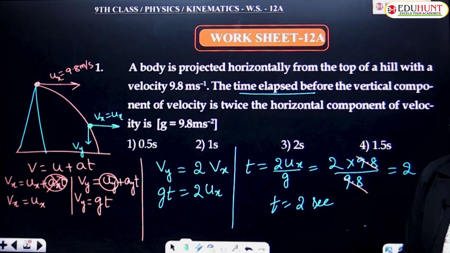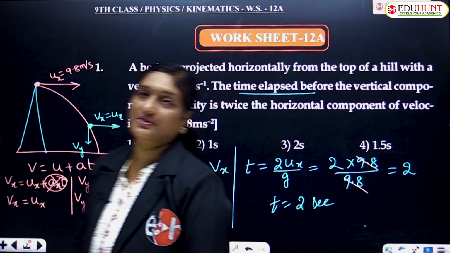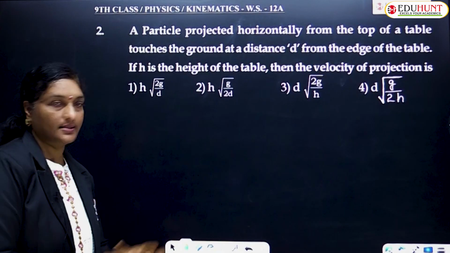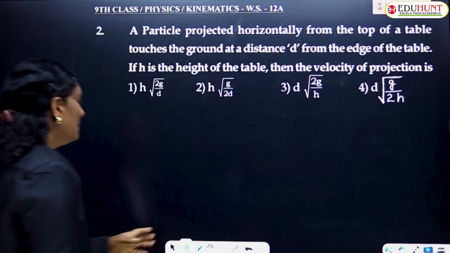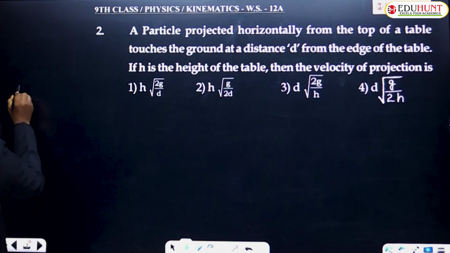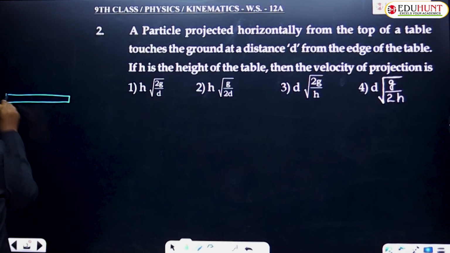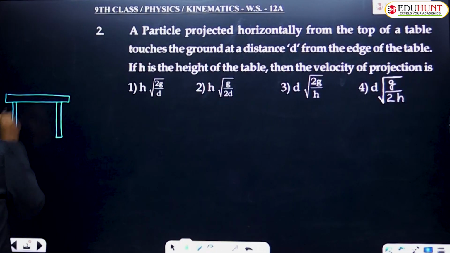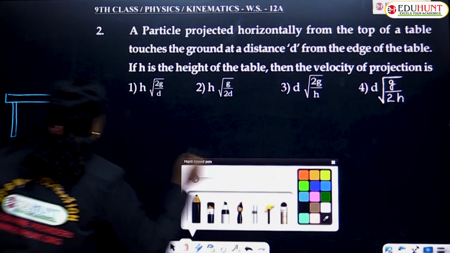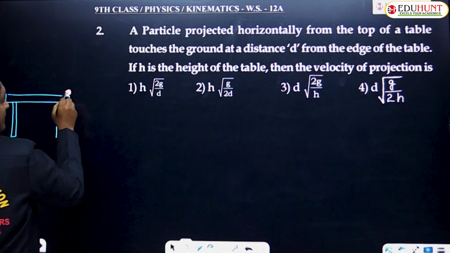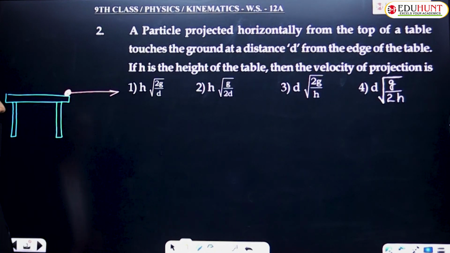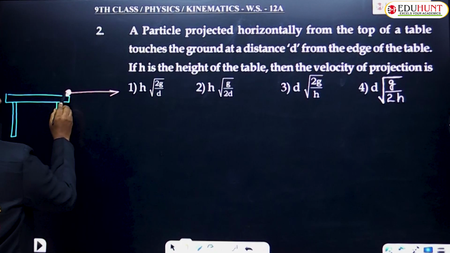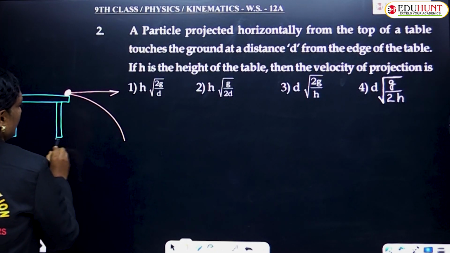Is that clear, children? Well, moving to the next question. Question number 2. A particle projected horizontally from the top of a table. For this we need to consider something like this. So what is given, children? A particle is projected horizontally from the top of a table, touches the ground at a distance D from the edge of a table.